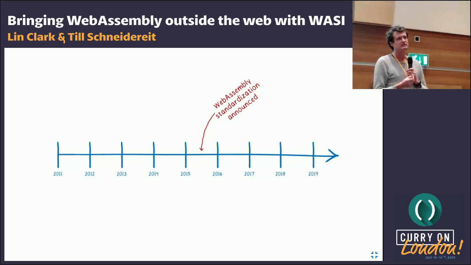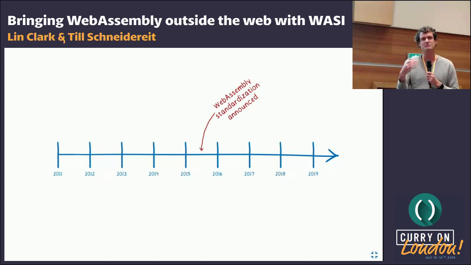ASM.js demonstrated the viability of this approach, the viability of running compiled code with security within the sandbox with acceptable performance. But is compiling to a subset of JavaScript really the best we can do? Well, no. But it did give us a good baseline.